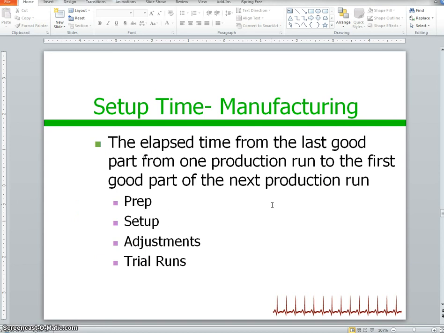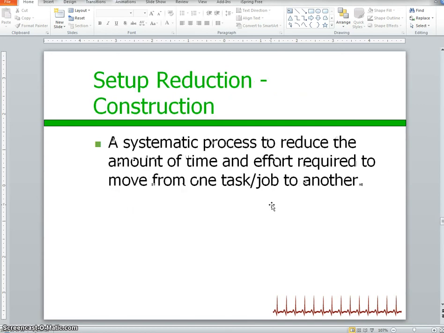We have another concept in Lean, another tool or technique, which is setup reduction. In a manufacturing environment, we think about setup time as the elapsed time from when you produce one good part until you begin producing another good part when you're switching over from one item to another. So it's that machine downtime. It includes things like prep time, setup of the machine, any kind of adjustments of the machine, any kind of trial runs. And if you think about Lean and productivity, setup time, which is downtime, just eats away at your productivity and your efficiency.